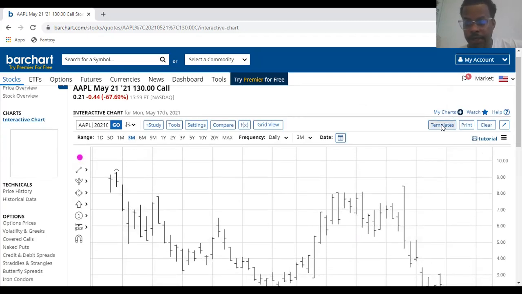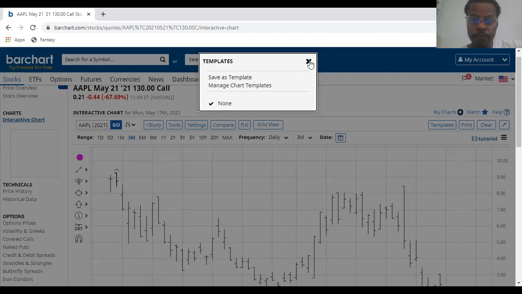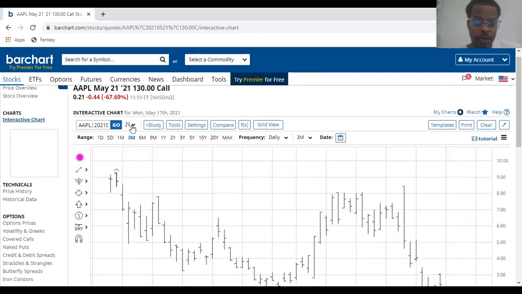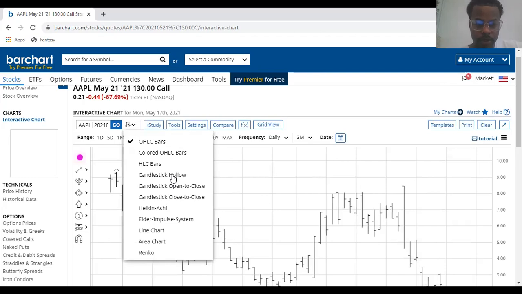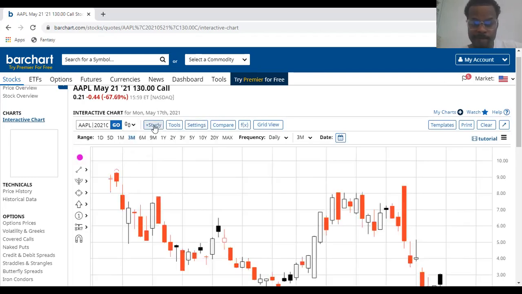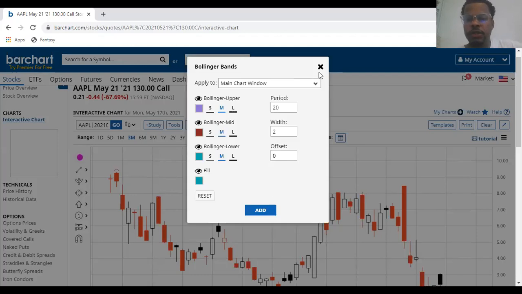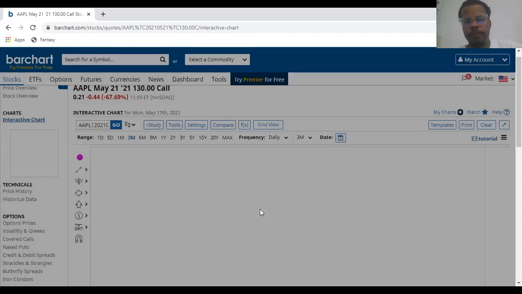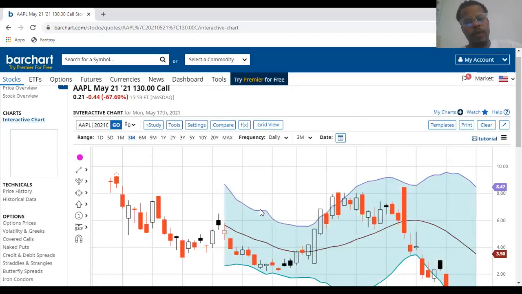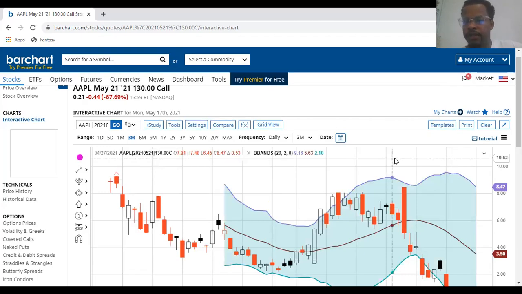Again, you can create your own template. This is how I would look at this. I really like candlesticks, so I would go to candlesticks. And then I will add some type of study. I like the Bollinger Bands, right? And this helps me visualize things a little bit more clearly. So this is how I would look at this.